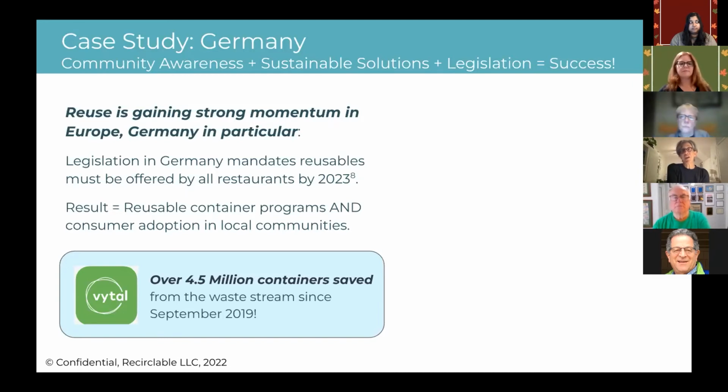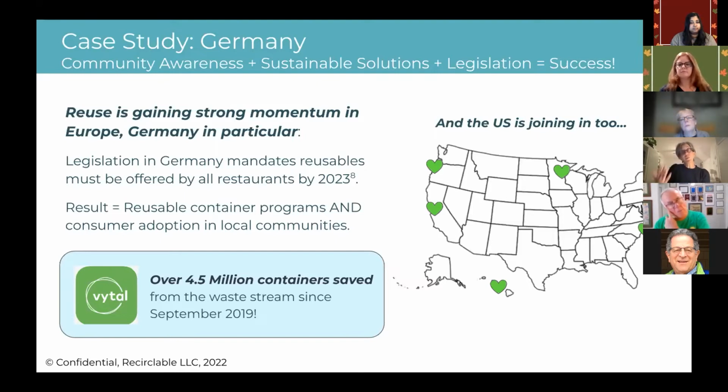And one of the leading providers there is a company called Vital, and they've saved over 4.5 million containers from the waste stream since September of 2019. So those are pretty compelling numbers. But the good news is that the US is really joining in this movement too. So we're not alone at Recyclable. There are reuse providers popping up all over the country. And a lot of us collaborate through what's called the National Reuse Network, where we share our learnings and work together to really get this operating throughout the country.